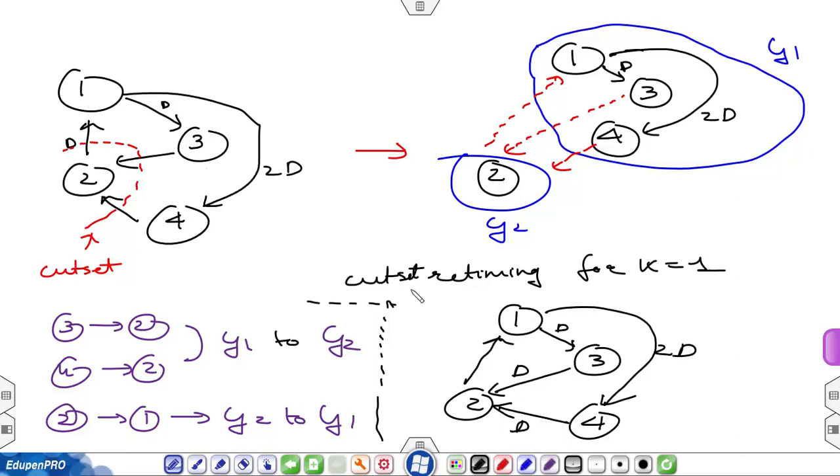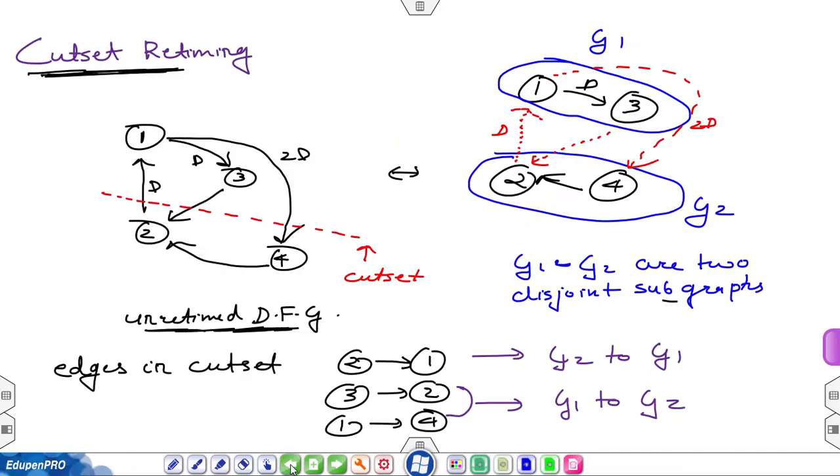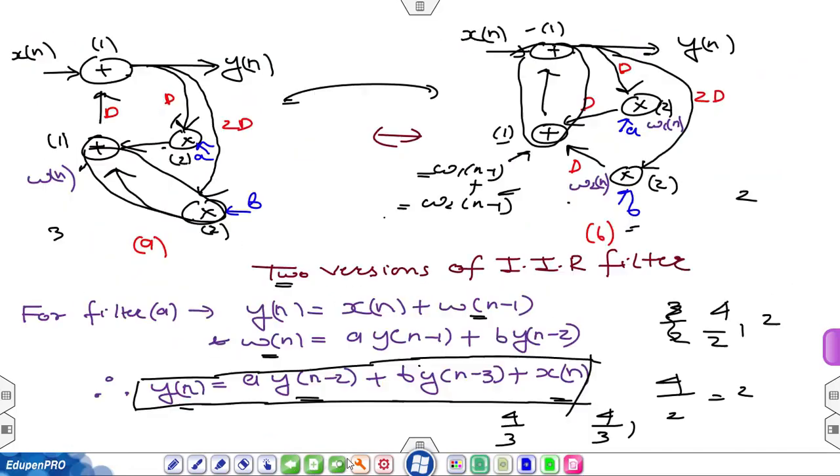So again performing cut set retiming for k equal to 1, remove this one delay element from this edge, so this delay element is removed, and add one delay element to the edges between 3 to 2 and 4 to 2. So on 3 to 2, one delay element is added, and on 4 to 2, one delay element is added. Okay, so this graph is similar to the filter B that we initially took.